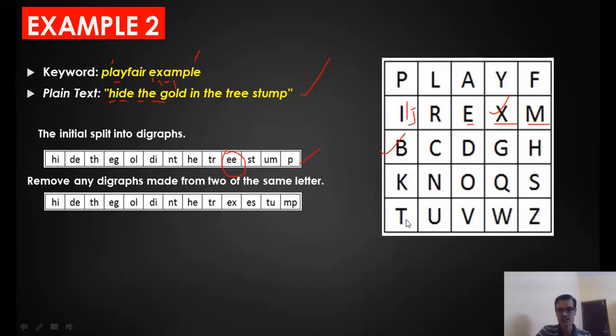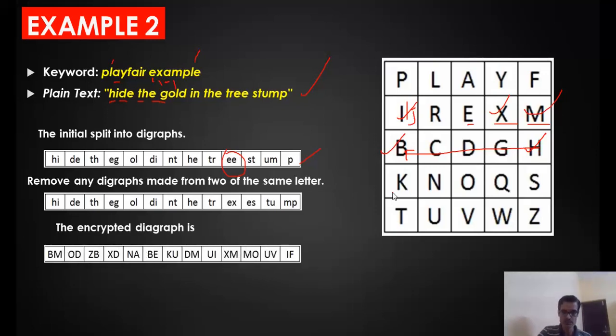Okay, HI. So first is HI. So what is HI, how is it replaced? H and I. So H here and I here, right? It actually falls in two different rows. H becomes B, I becomes M. So we have to replace it by BM. Okay, the encrypted digraph is BM for this.